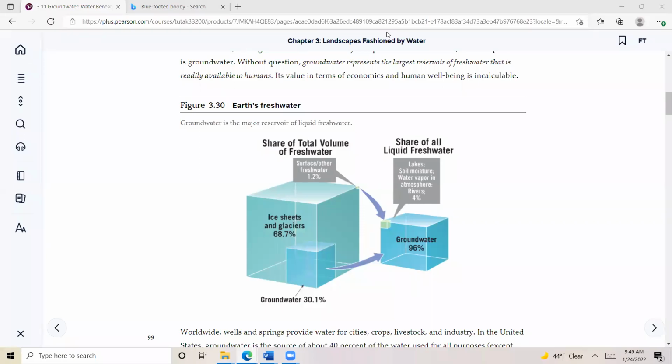Section 11, groundwater. We'll talk about groundwater, which is a major reservoir for liquid fresh water, and it represents the water beneath the surface. Groundwater represents the largest reservoir of fresh water that's readily available for humans, right? Geologically, groundwater is an equalizer of the stream flow, and hydrogeologists are studying it in detail.